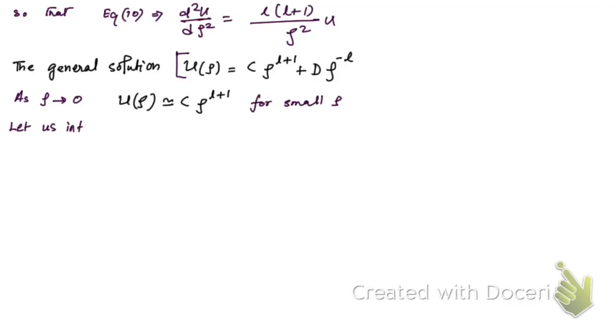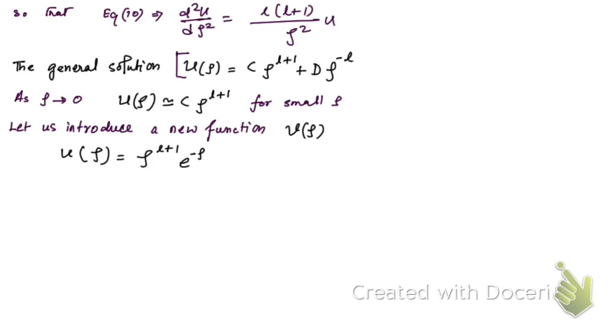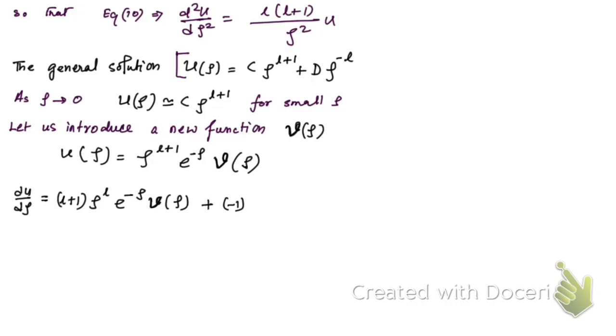Now you see, for a small rho, let us introduce a new function, that is v of rho, such that u of rho is equal to rho to the power l plus 1 into e to the power minus rho, then v of rho. Here I am using cursive v instead of the bold v that was used for the potential energy. So now we're going to use the cursive v for this. If we differentiate both sides of the above equation with respect to rho, we're going to end up getting this result, right?